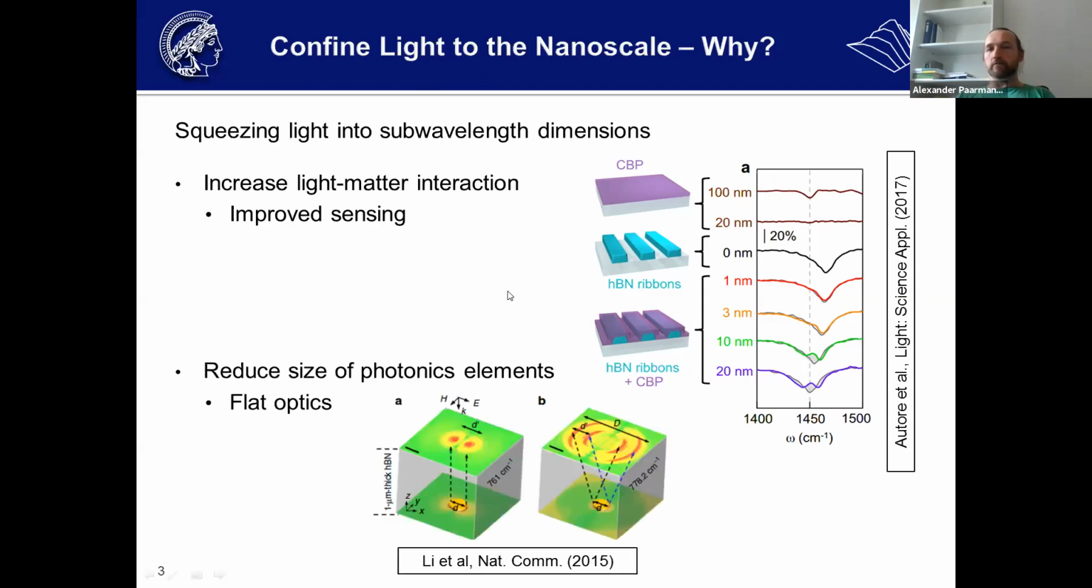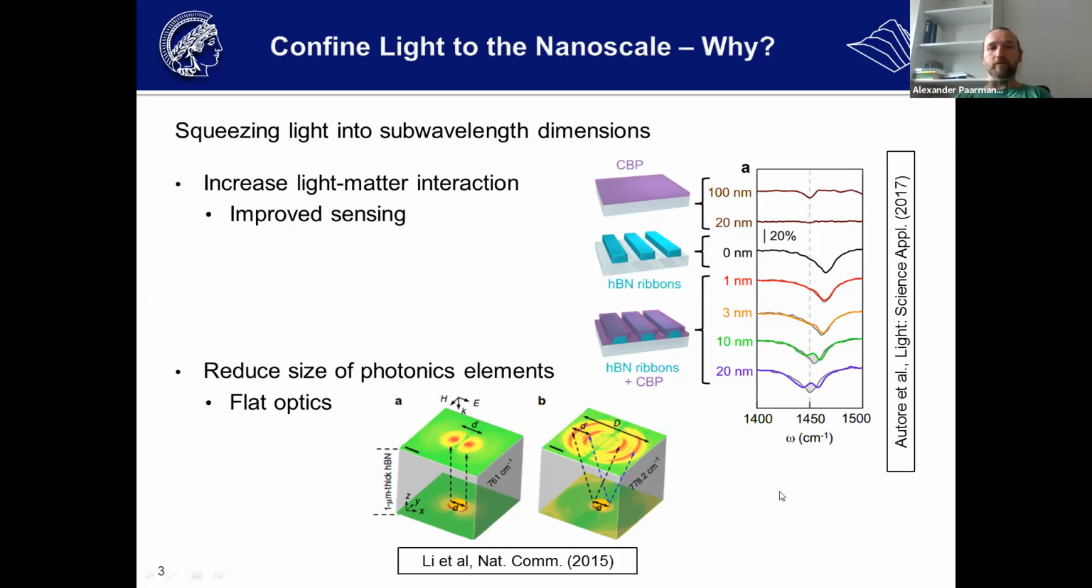And the second reason that I see why we do this is because by making things smaller, we can also reduce the size of the respective photonic elements to make very small scale photonic circuits and stuff like this. So that doesn't involve the light-matter interaction specifically, but more the sheer size of the structures. And one example here is from the group of Thomas Taubner.